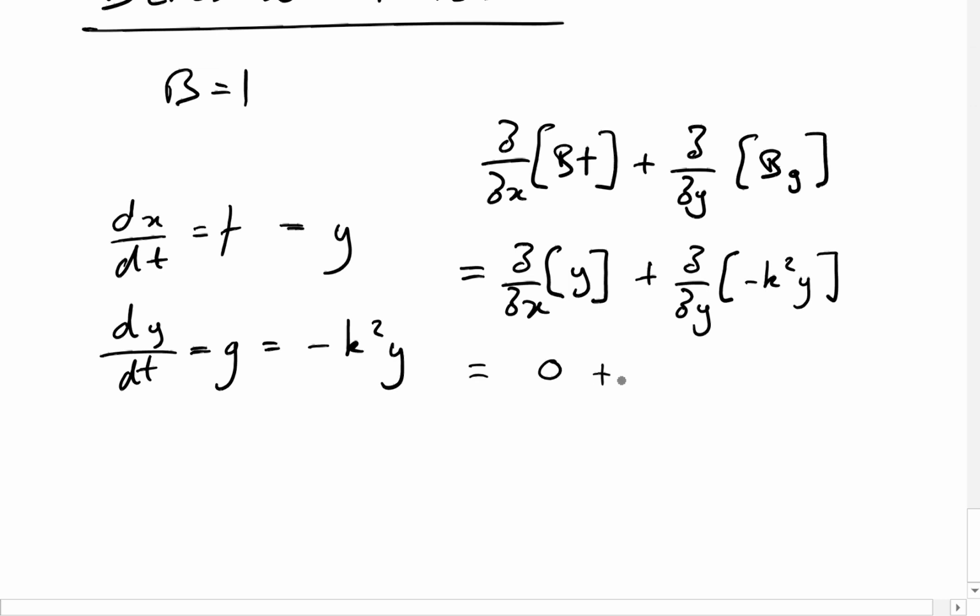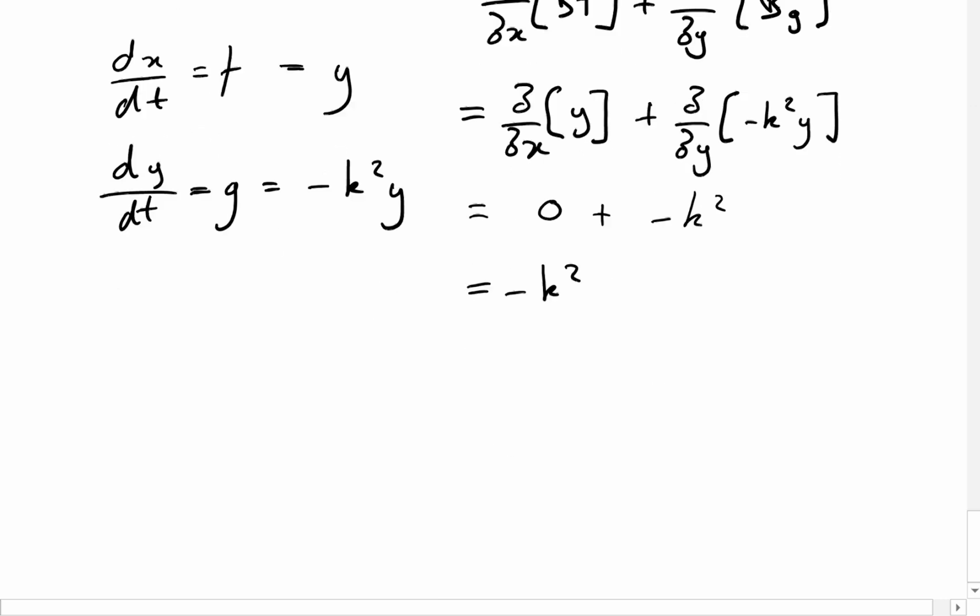Plus, well, what's this? The derivative of minus k squared y with respect to y. It's going to be minus k squared. You happy? Because the y just differentiates to 1. You just treat minus k squared as a constant. So you're just left with minus k squared. Okay, so this is equal to minus k squared.